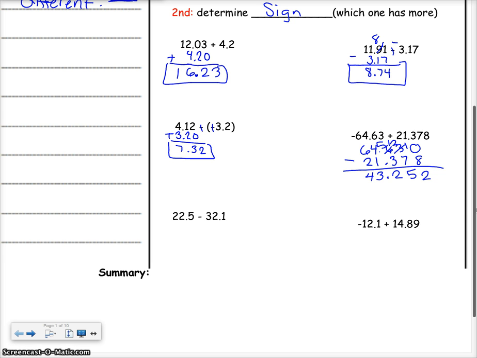And then I have to determine my sign. Do I have more negatives or more positives? Negative. So it would be a negative 43.252.